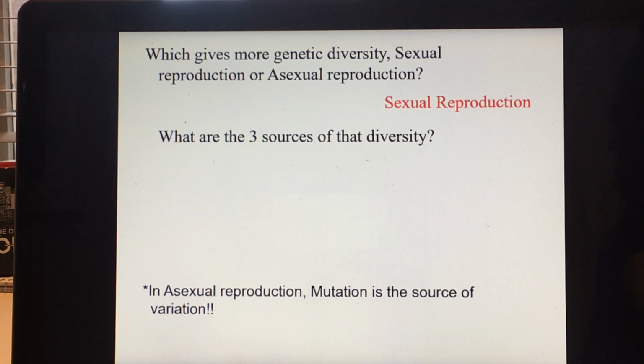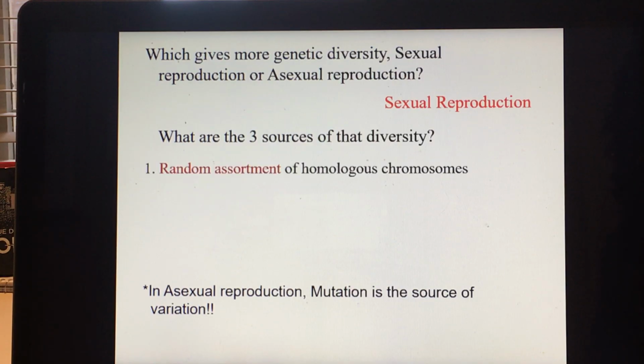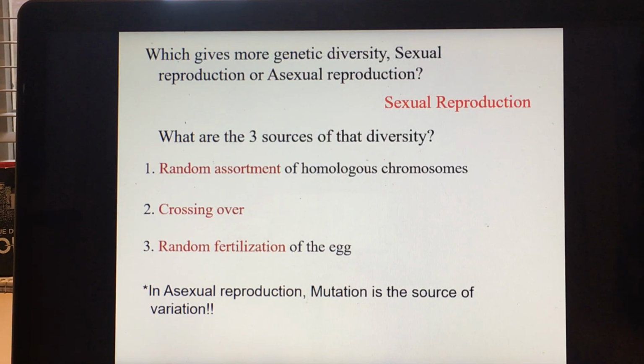The three additional sources of diversity in sexually reproducing species include random assortment of homologous chromosomes, crossing over, and random fertilization. Remember that asexually reproducing species do have one source of variation, and that is mutation.